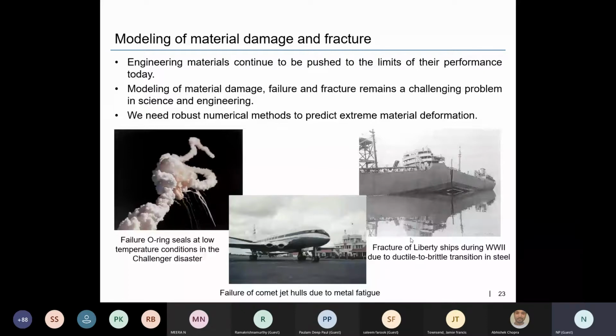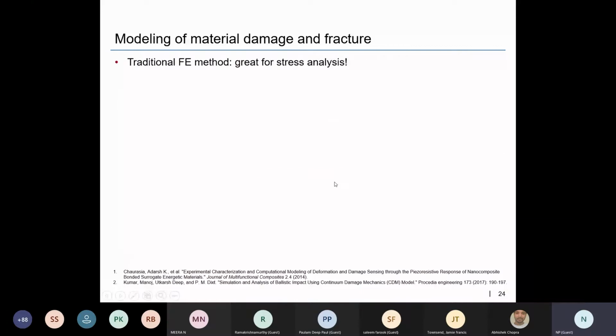So some of these problems are historically famous or infamous for where materials failed and failed catastrophically. I'm trying to drive home a point that this is a very important and challenging field within computational solid mechanics. And we have a lot of methods that have been developed to tackle these problems.